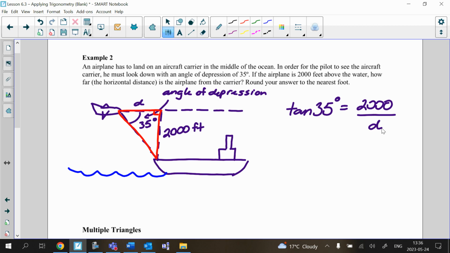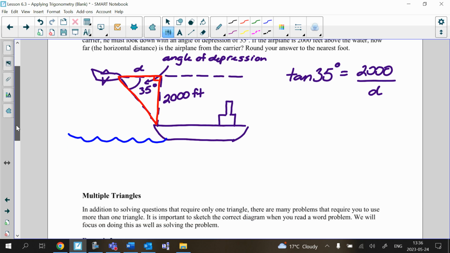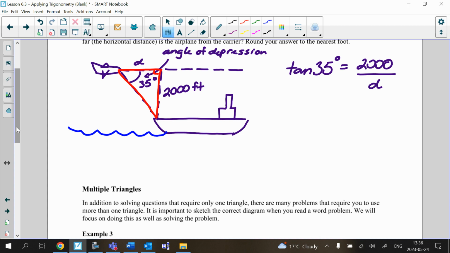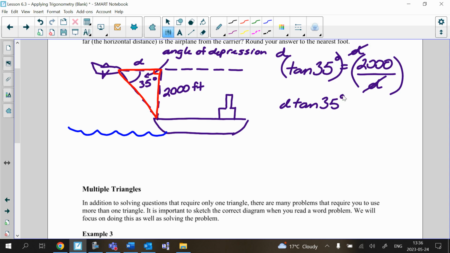And now we're ready to solve our equation. So I want to get D by itself. Well, the first thing I'm going to do is get rid of the fraction by multiplying both sides by D, because the D's cancel out on the right. And I'm left with D times tan 35 degrees is equal to 2,000. And then to get D by itself, I divide by tan 35 to get rid of that, which means I have to divide this side by tan 35.